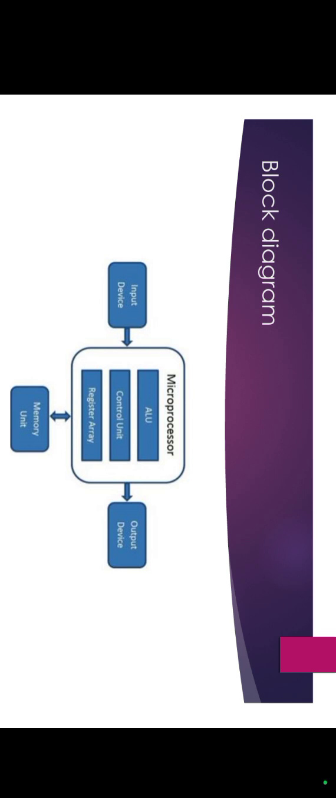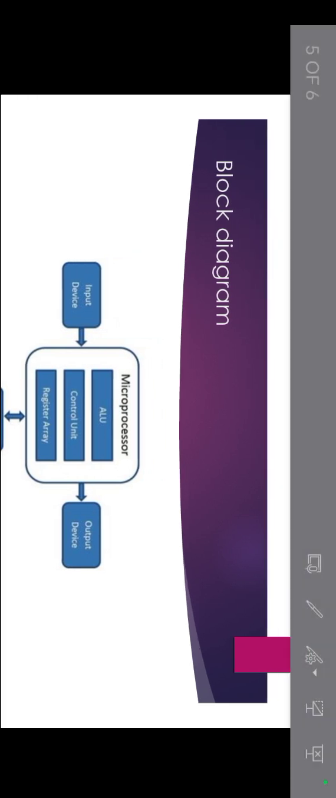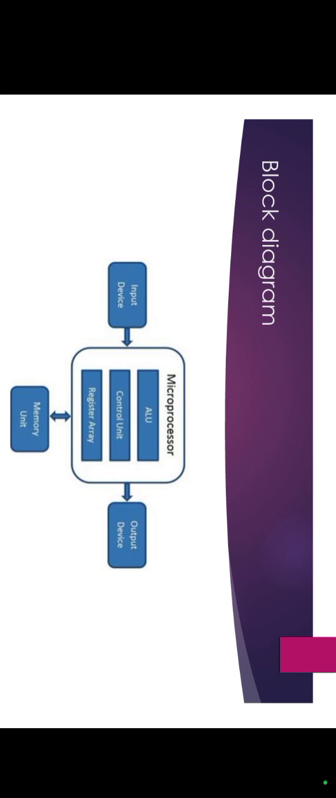The ALU, the arithmetic logic unit, is used to perform arithmetic and logic operations. The control unit is used to control all operations done by the microprocessor. Output devices produce the output through monitors, printers, etc. And the memory unit is used to store the data that is processed in the microprocessor.